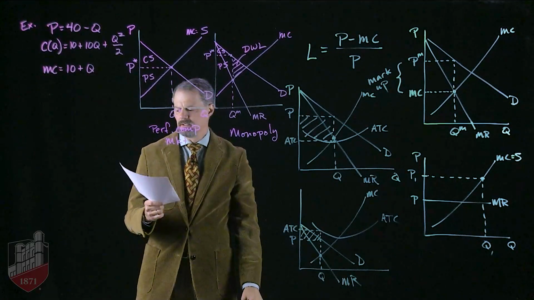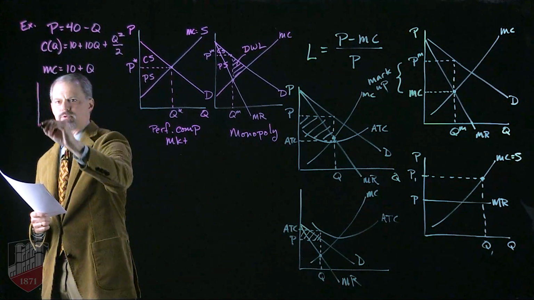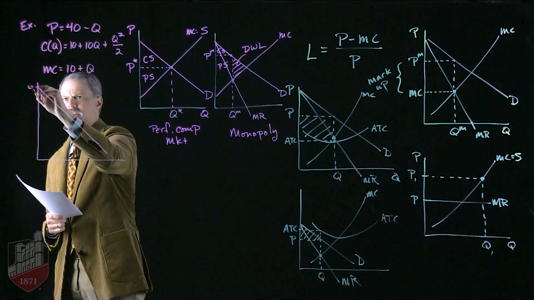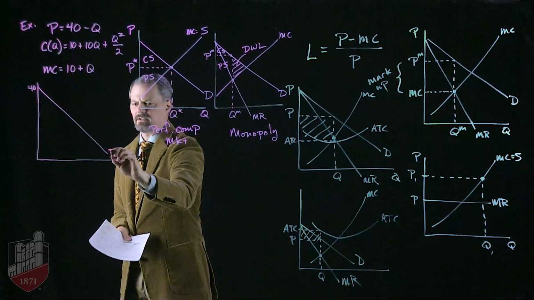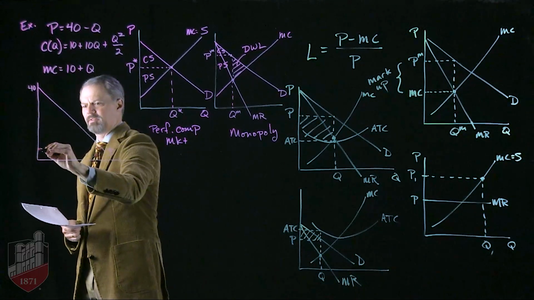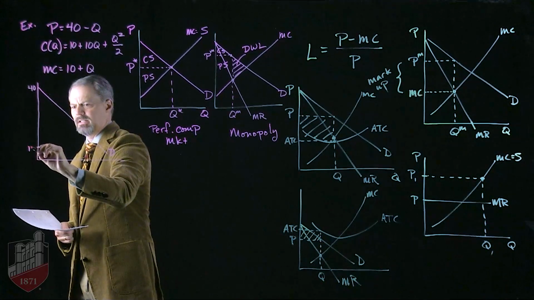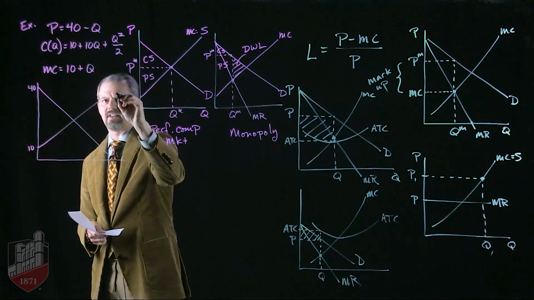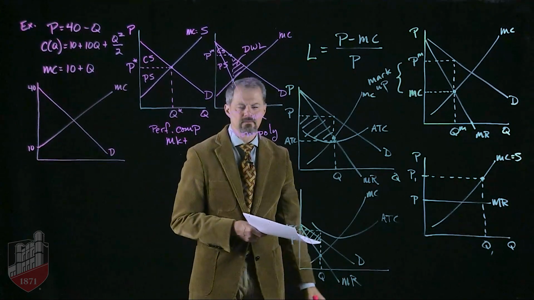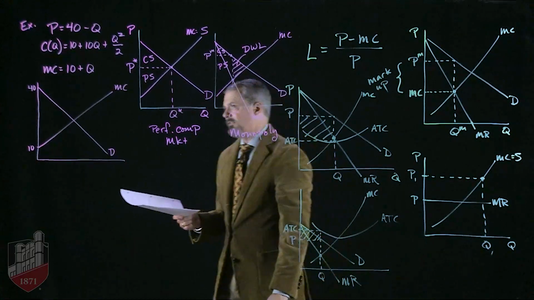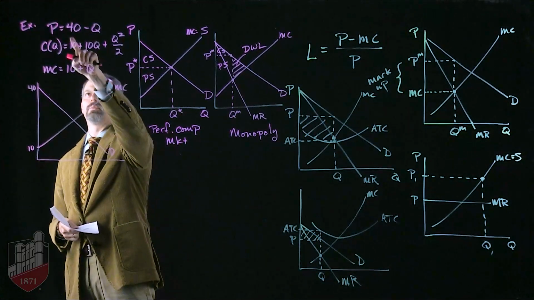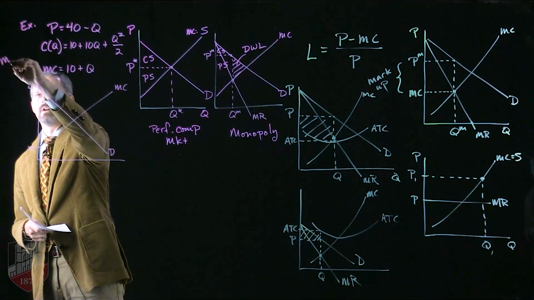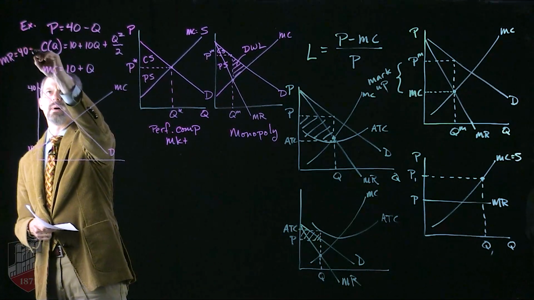It's a nice linear marginal cost curve with an intercept of 10 and a slope of positive 1. Okay, so if we were to draw this out, my demand curve has an intercept of 40. That's my demand curve. My marginal cost curve has an intercept of 10 and a positive slope of 1. There's my marginal cost curve. It's linear. My marginal revenue curve would have the same intercept and twice the slope. So marginal revenue would be equal to 40 minus 2q.